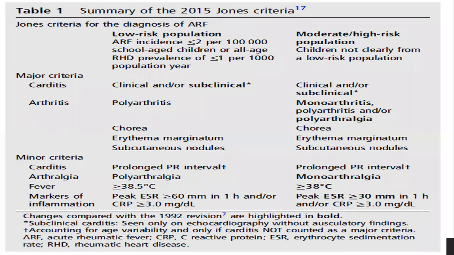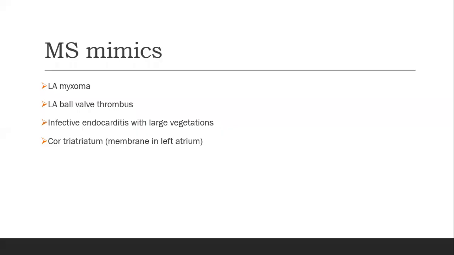So the essential criteria is past history of rheumatic fever and ASO titer, anti-streptolysin O antibody. So if the antibody is present, it's an essential criterion for rheumatic fever. So I mentioned rheumatic fever only to tell you that once rheumatic fever occurs, in a period of 6 to 20 years, the patient can develop rheumatic heart disease.